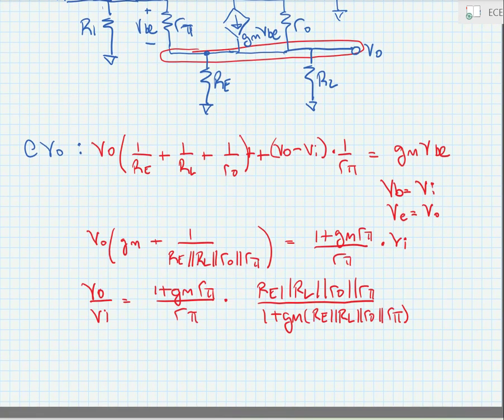We note that this is a common collector amplifier or an emitter-follower, and we expect the voltage gain to be less than 1, but approaching 1 if we design it well. So we'll stop there for this video, and in the next video, we're going to look at the input and output resistances and how to find them for a few different amplifiers.